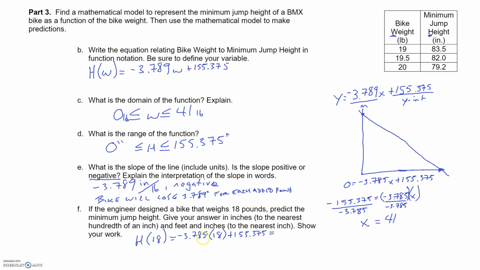So 3.789 times 18 is 68.13. That's negative, so we're going to subtract that, or add that, to 155.375. We end up getting a positive 87.245 inches. Remember, this is inches, this is feet.